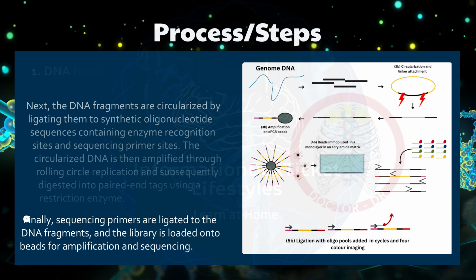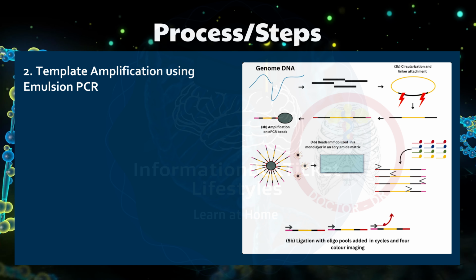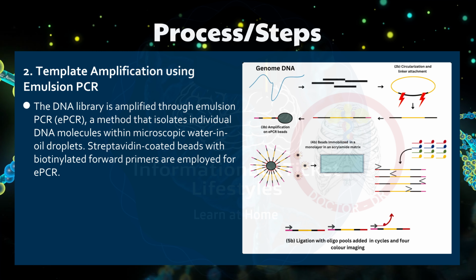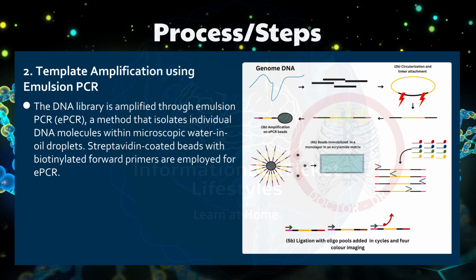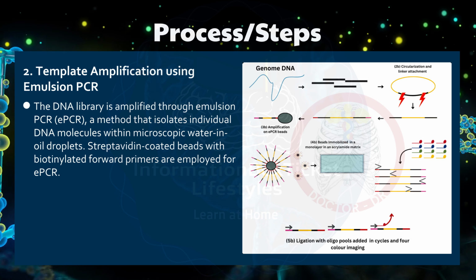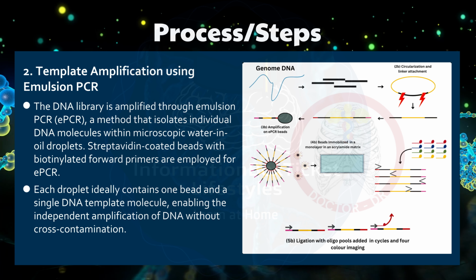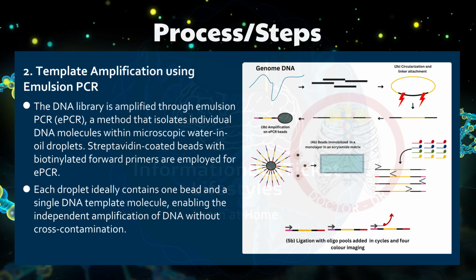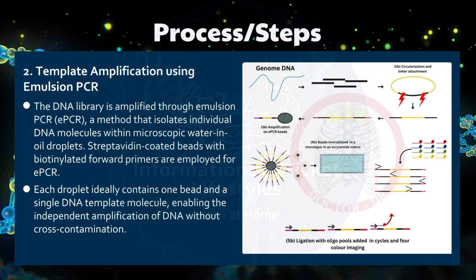and sequencing. 2. Template amplification using emulsion PCR. The DNA library is amplified through emulsion PCR, EPCR, a method that isolates individual DNA molecules within microscopic water and oil droplets. Streptavidin-coated beads with biotinylated forward primers are employed for EPCR. Each droplet ideally contains one bead and a single DNA template molecule, enabling the independent amplification of DNA without cross-contamination.